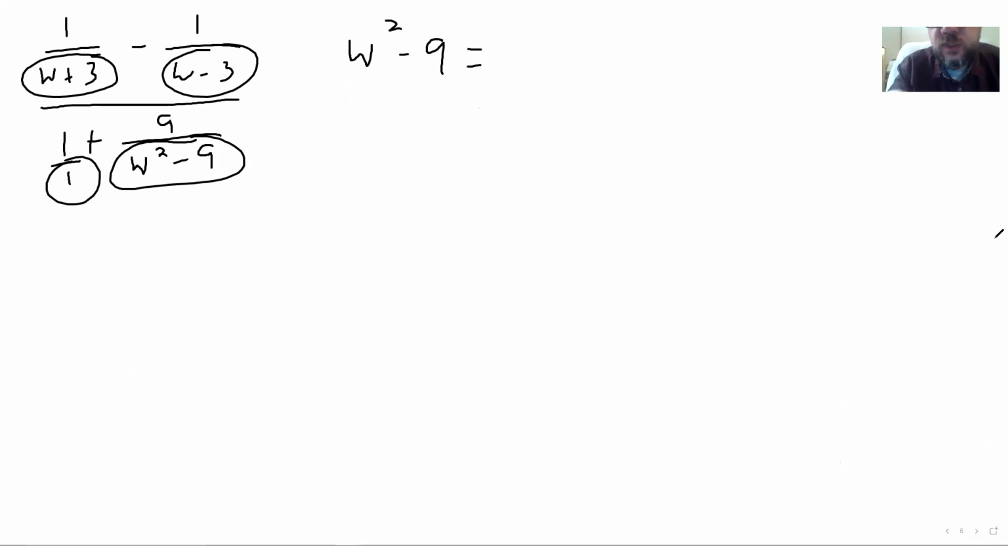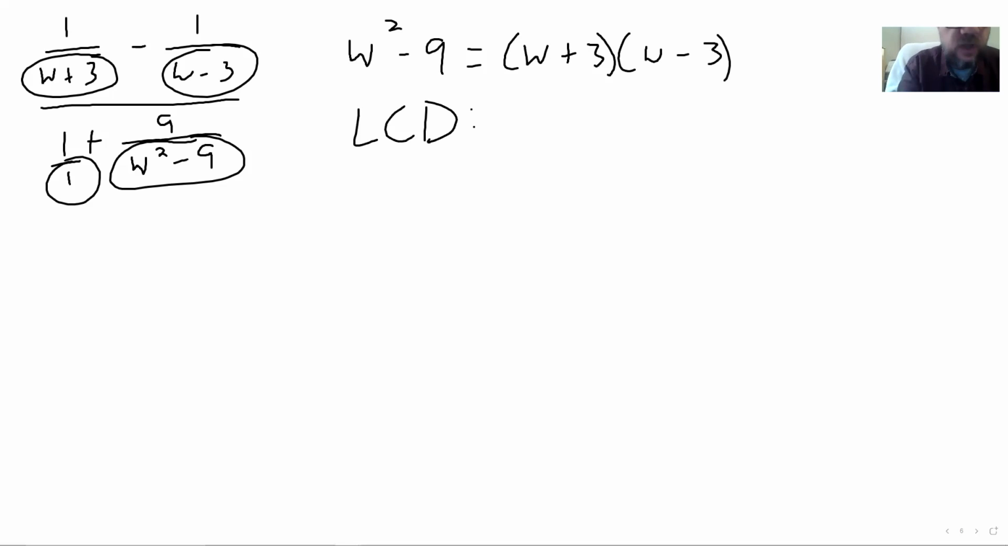And that's a difference of squares. That says x plus 3. That should be a w. Got the wrong variable there. W plus 3, w minus 3. There we go. So then I'm going to find my big LCD. I've got w plus 3, w minus 3, and w plus 3, w minus 3. So the LCD is just w plus 3, w minus 3.